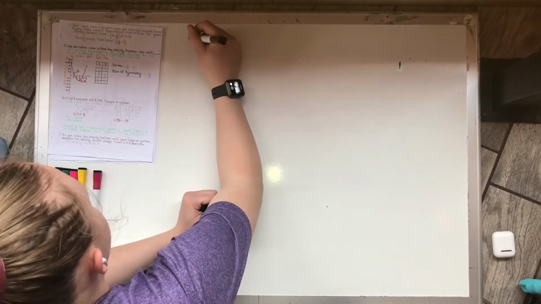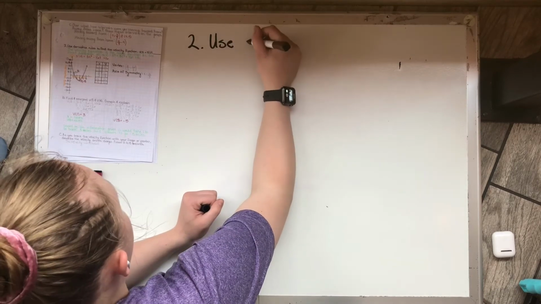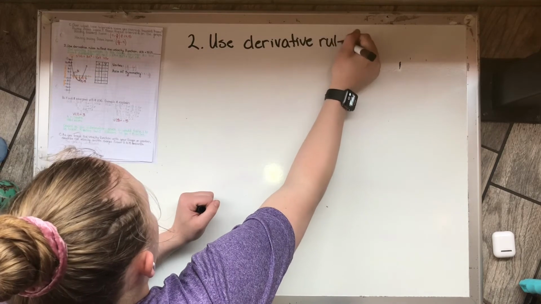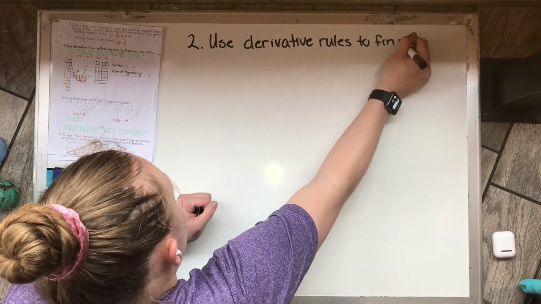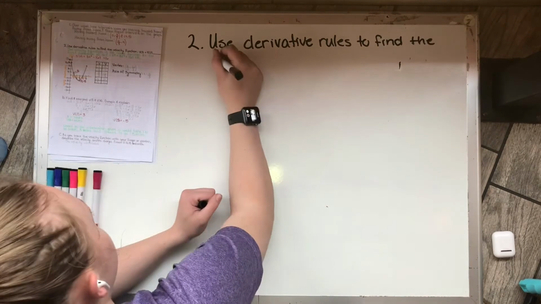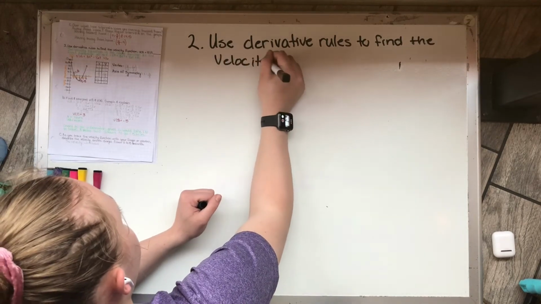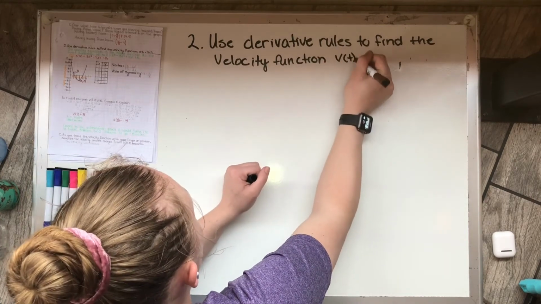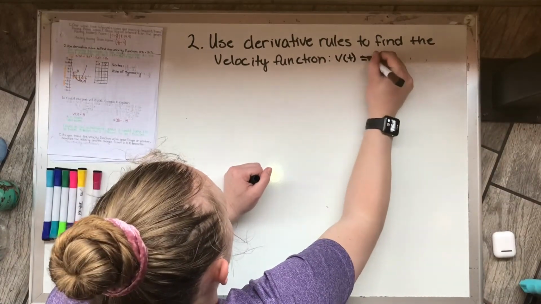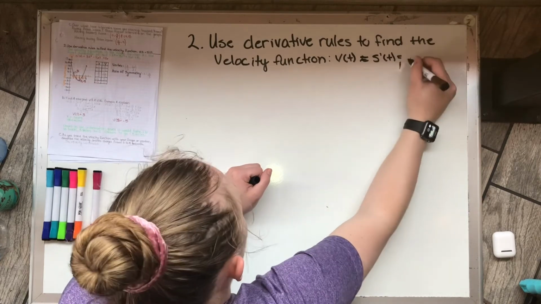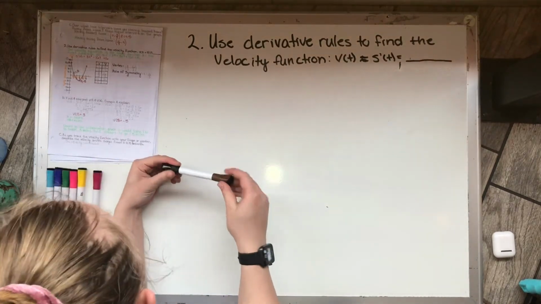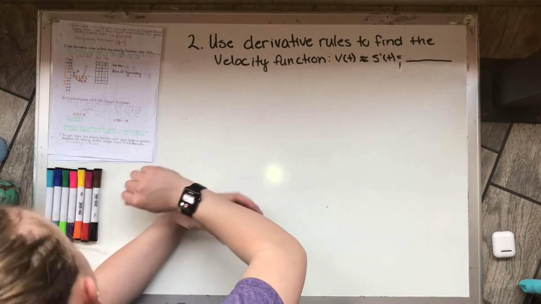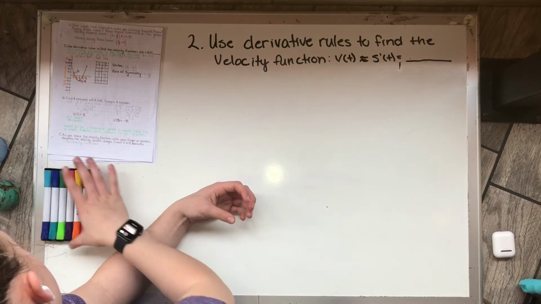So we are going to move on to question 2. Use derivative rules to find the velocity function, v of t is equal to the derivative of s of t. So since we already found it, it's pretty easy. It's 3t squared minus 16t plus 16. And I will show a miniature graph of what it would look like on a graph. And I'll even have the x and y values.